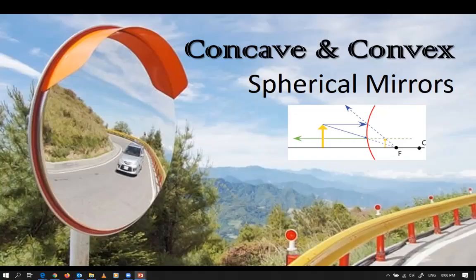Hey guys, Kenna here. Today we're going to talk about how to do ray tracing diagrams, or ray diagrams, for concave and convex spherical mirrors. The basics of these processes are good because you can apply them to both types of mirrors, and we can look at them as a starting point for when we do lenses as well.